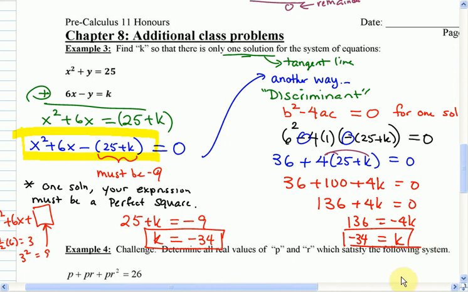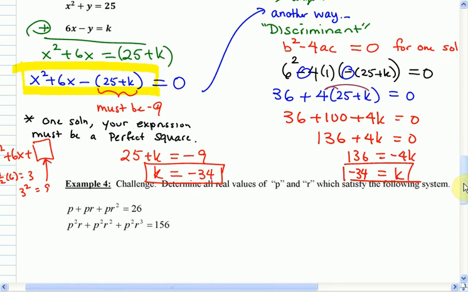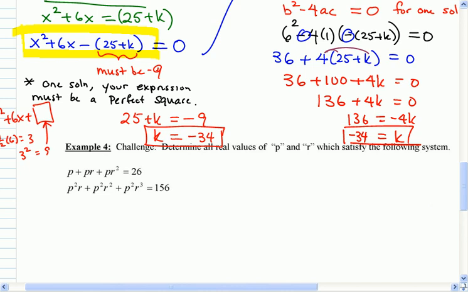Katie, thanks for telling the whole world you're below average. Okay, let's do number 4, please. Shh. Number 4, please.